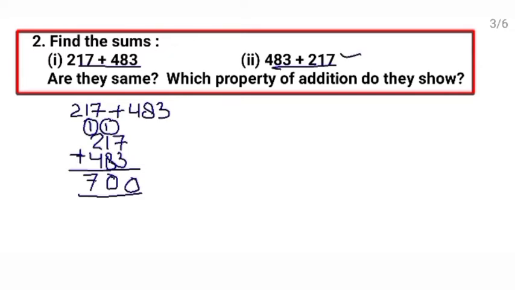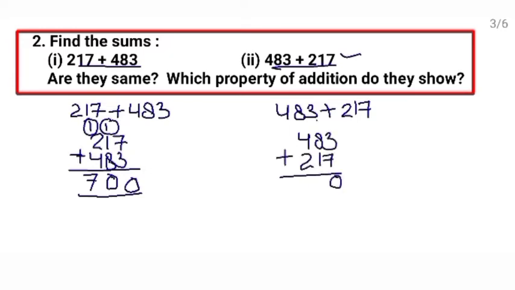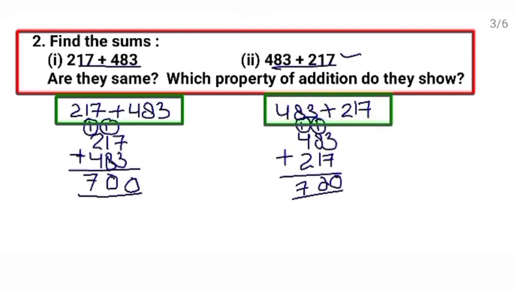Do this part. 483 plus 217. Add them. 483 plus 217. 7 plus 3, 10. 8 plus 1, 9, plus 1, 10. 4 plus 2, 6, plus 1, 7. 700. Students, if you have observed, on both the sides, this is 217 plus 483 and this is 483 plus 217. That means the addends are the same. It means the numbers to which we are adding are the same.